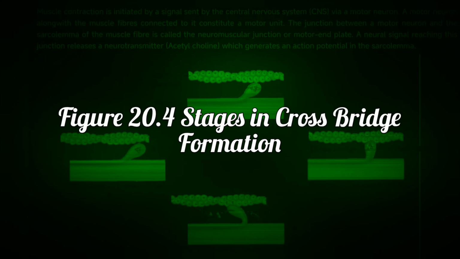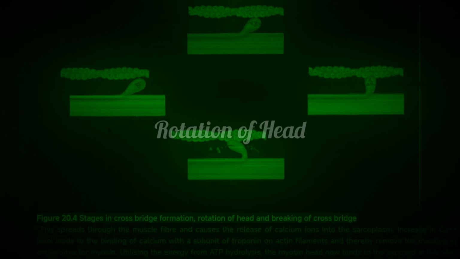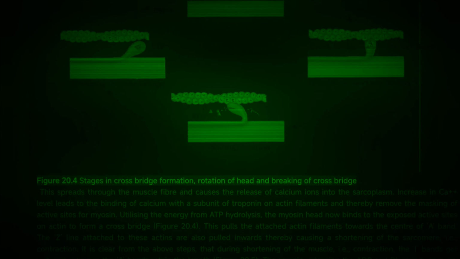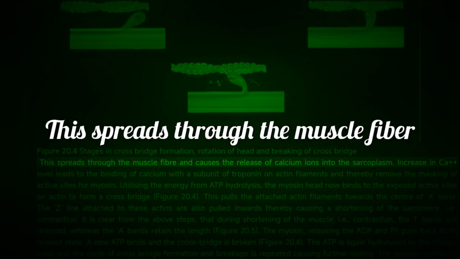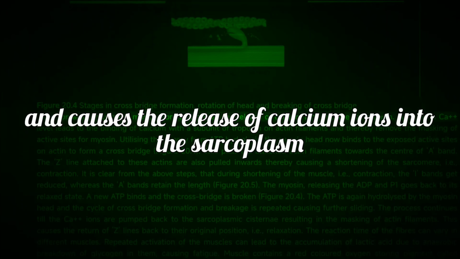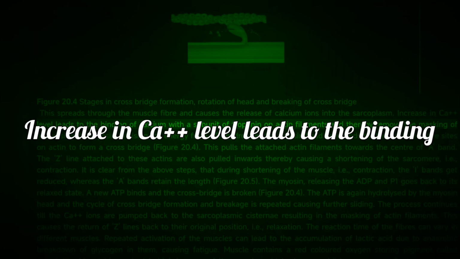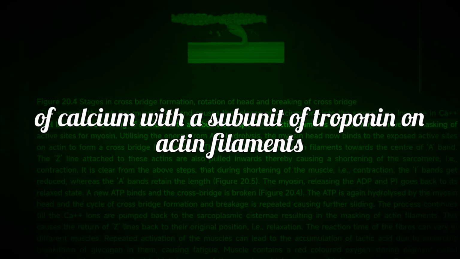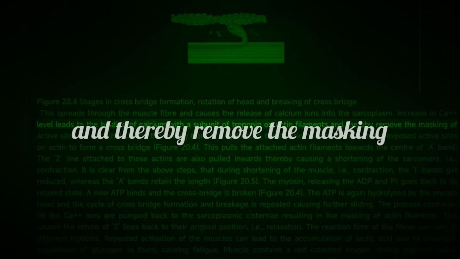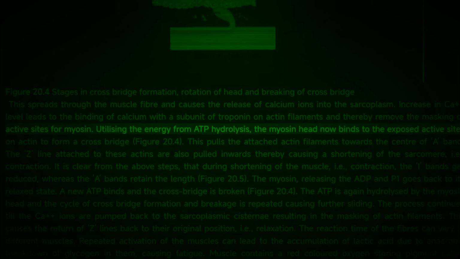Figure 20.4: stages in cross-bridge formation, rotation of head, and breaking of cross-bridge. This spreads through the muscle fiber and causes the release of calcium ions into the sarcoplasm. Increase in Ca++ level leads to the binding of calcium with a subunit of troponin on actin filaments, and thereby removes the masking of active sites for myosin.